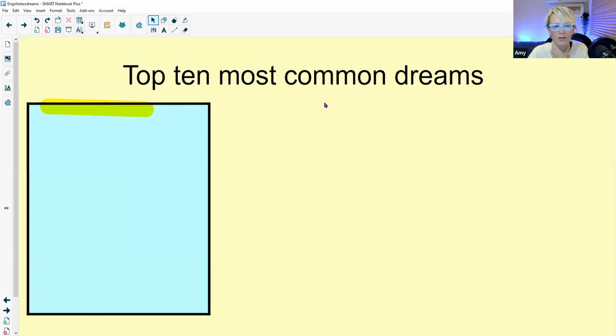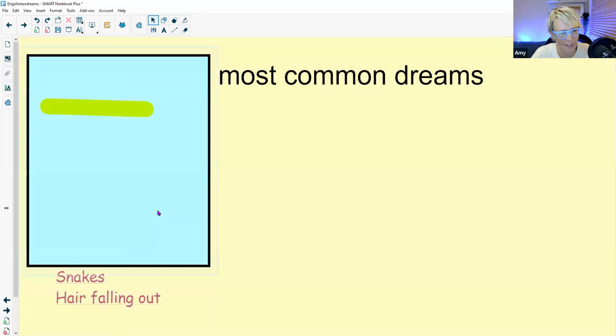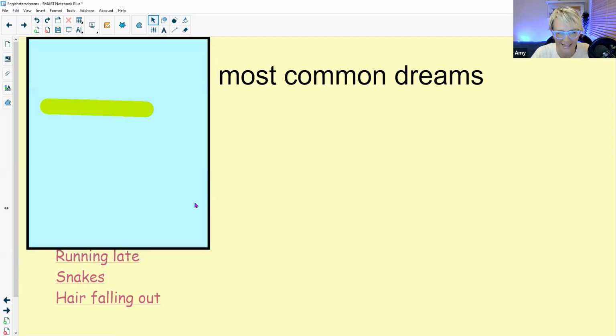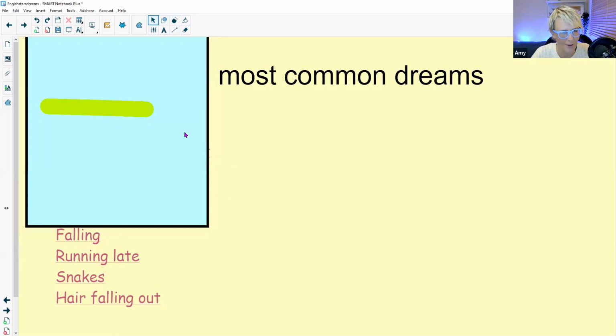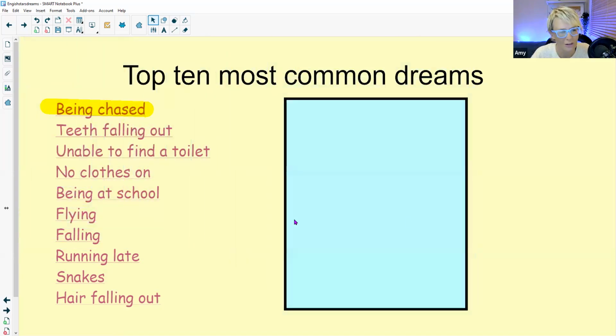Okay, and then we talked about dreams a little bit more generally, and the children shared what kind of dreams they often had, and then we talked about really common dreams that lots of people have. Hair falling out, dreaming about snakes, being late, falling, someone said they dream about that a lot, flying, being at school. I'm not at school. I don't work in a school. I don't go to a school, and neither do lots of children in the group, but still, it's strange. I still dream that I'm at school, even though I'm not. Not having any clothes on, that's a really common one to dream about. Not being able to find a toilet. Yep. Teeth falling out. I do have this one quite often, actually. And being chased. A lot of the children said that they have dreams that they are chased as well. So these are the 10 most common dreams.